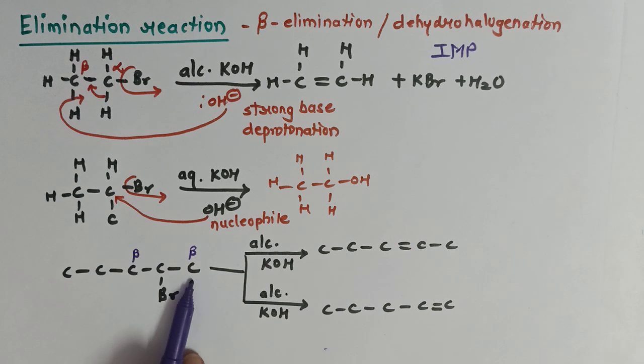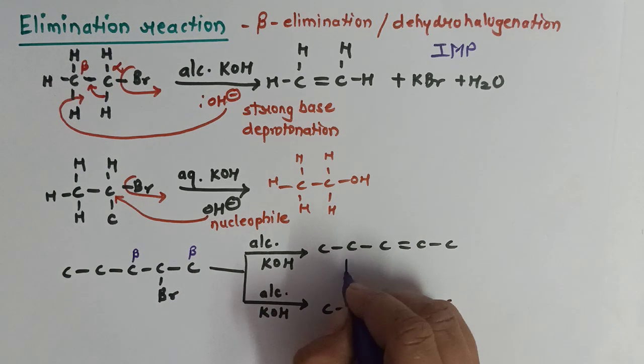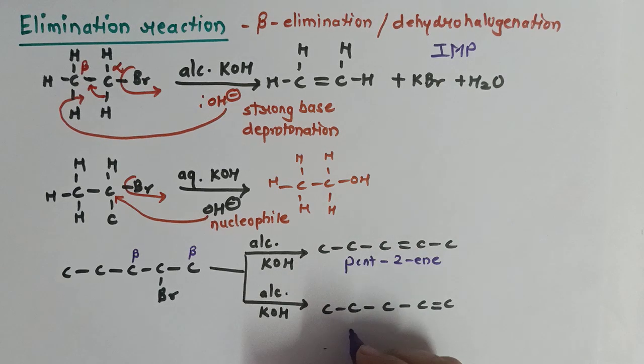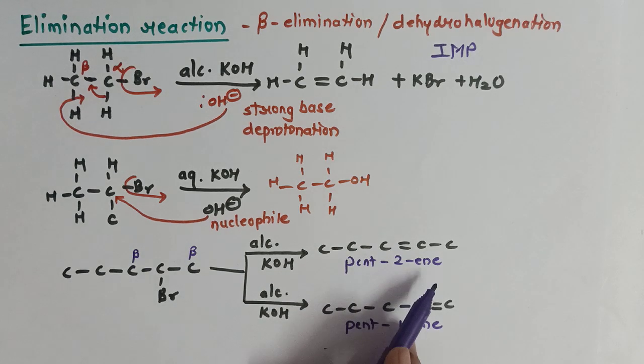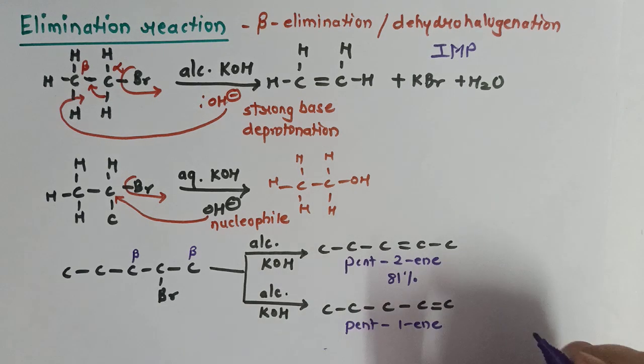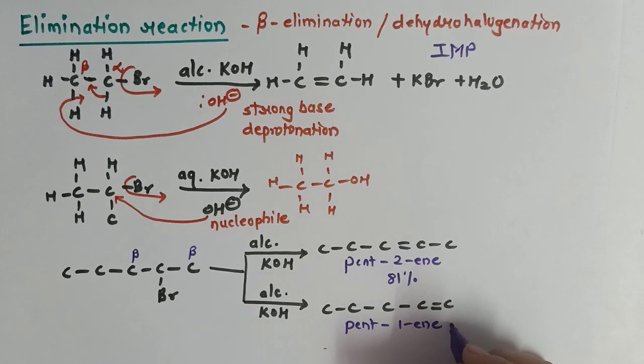In presence of alcoholic KOH, we can get pent-2-ene as the product, or pent-1-ene is the product. Now it is observed that pent-2-ene is the preferred product. We get 81% of pent-2-ene and we get hardly 19% of pent-1-ene. Now why does the reaction follow this path?